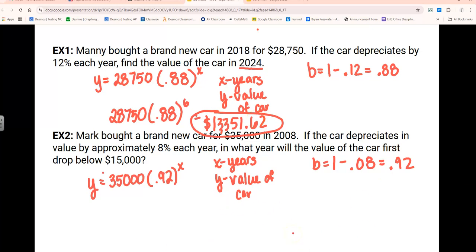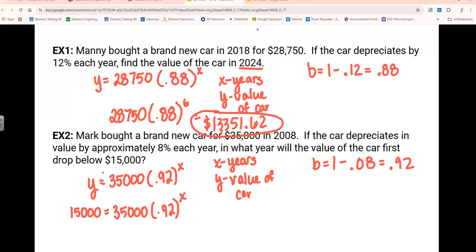Okay? So, in this case, they didn't give us a number of years, right? They didn't say how many years have passed. They're asking us when the value will be below 15,000. So the value, is that an x value or a y value? It is a y value, right? Because that y, that's one reason I kind of like to write out what these stand for, because it reminds you, oh wait, this is the value of the car. It's got to go in for the y. So that means that we're going to have 15,000 equals 35,000 times 0.92 to the x power.